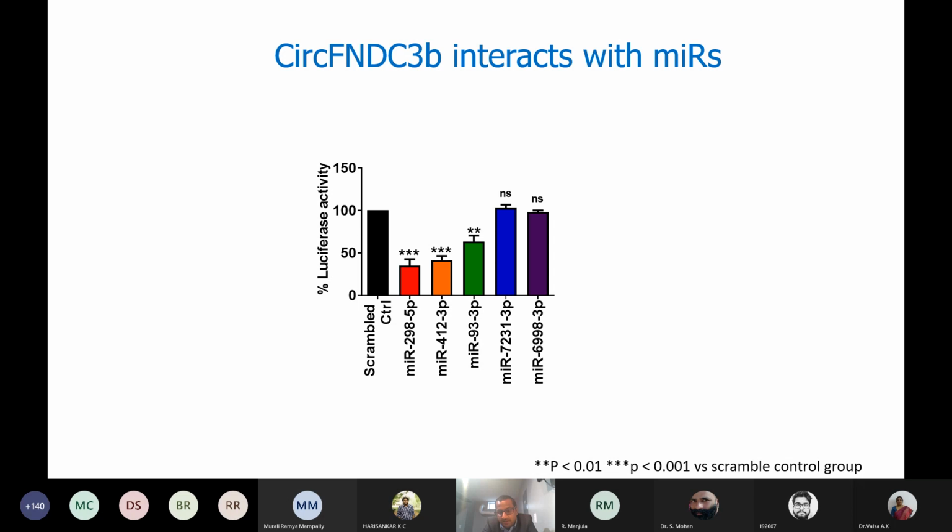So we first confirmed this. We generated a plasmid where we inserted this circular FNDC3B in the luciferase vector, and we overexpressed each of these microRNAs to see whether there's a physical interaction. And we found that this circular RNA binds to 298, 412, and 93, but not 72 and 6998. So of the five microRNAs I showed in my previous slide, only three of them physically bind, which is confirmed by this luciferase assay.